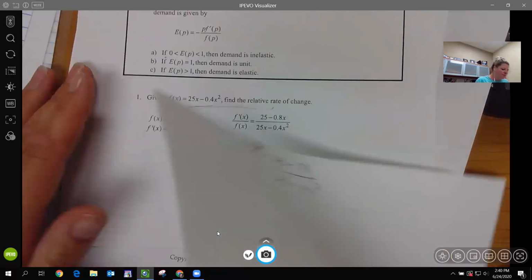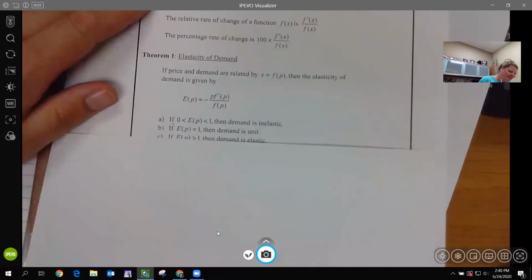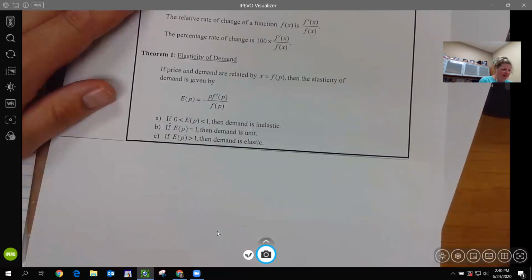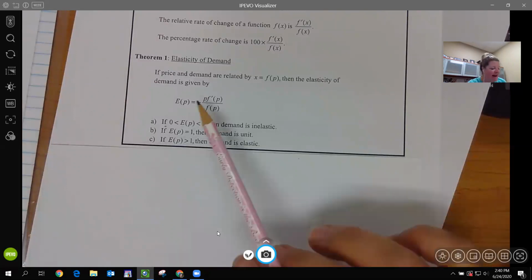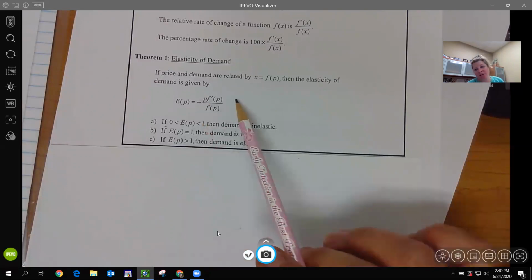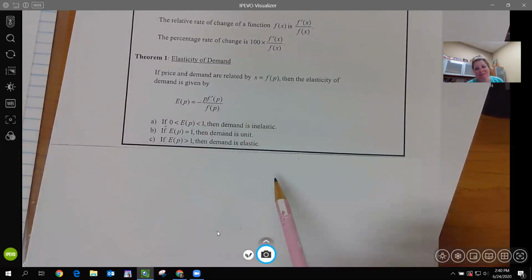Okay, so then for the elasticity of demand, their notes are kind of crappy, so we're going to bounce to my handwritten notes here in a sec. But basically, they say the price and demand are related by x equals this function in terms of price. Then the elasticity of demand, isn't that funny, is equal to negative price times derivative over original. Okay, memorize this one. It will come up on the final, on the next test in economics.